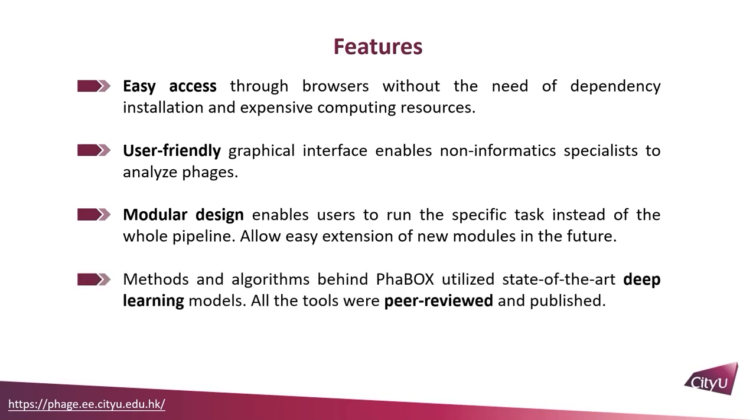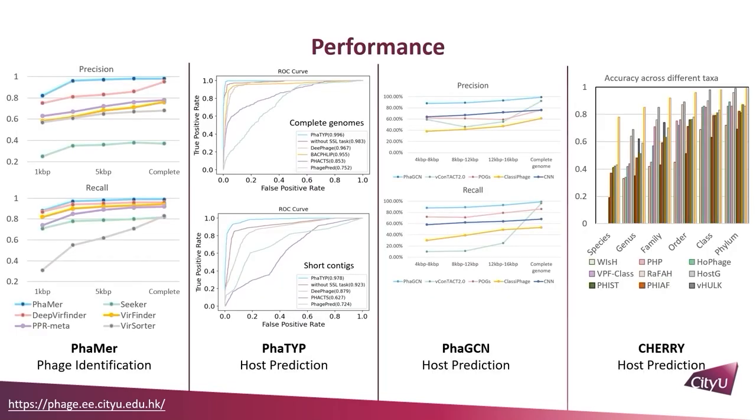Last but not least, the methods and algorithms behind PhaBOX utilize state-of-the-art deep learning models. All the tools were peer-reviewed and published. All of the methods are designed by our group, and we comprehensively benchmark them with state-of-the-art tools on multiple datasets, including the RefSeq dataset, highly diverged phages, short contigs, bulk metagenomic data, and real metagenomic data. The results show that our tools outperform the available programs in each task.